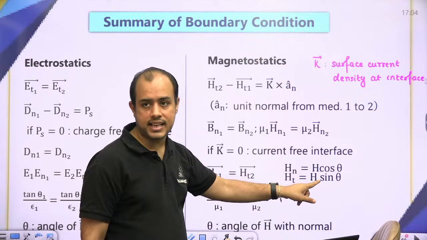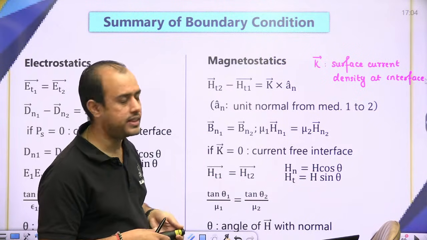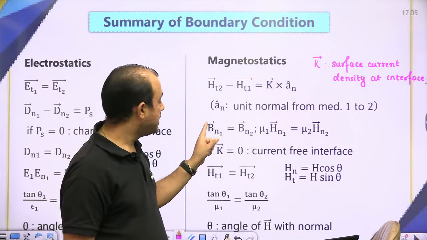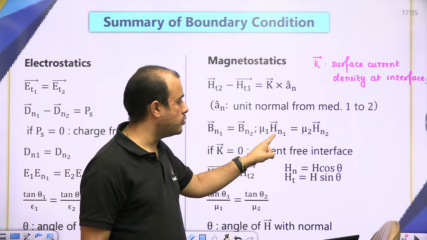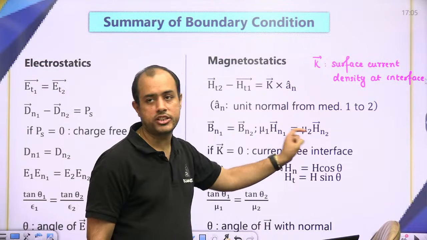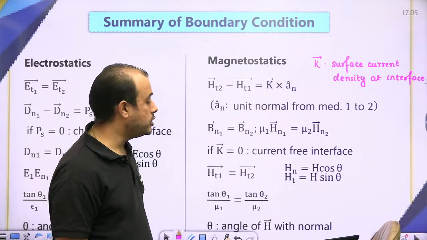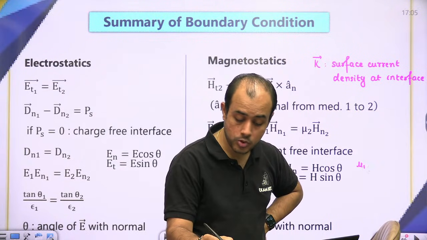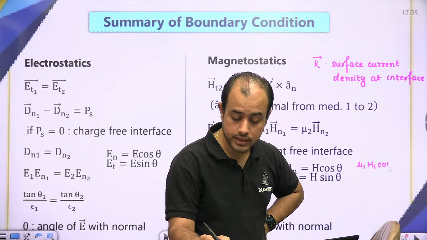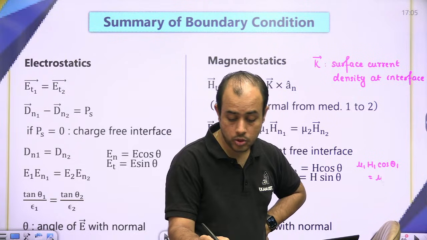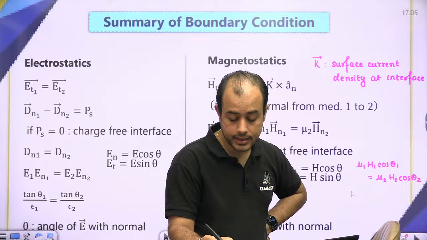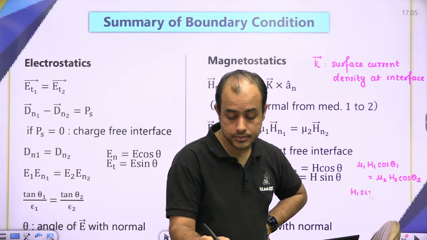HT is H sin theta, where theta is the angle with the normal. And HN is H cos theta. Now B is mu H, so mu1 H1 cos theta1, mu2 H2 cos theta2. So when you take the ratio, you will get mu1 H1 cos theta1 equals mu2 H2 cos theta2. Then H1 sin theta1.